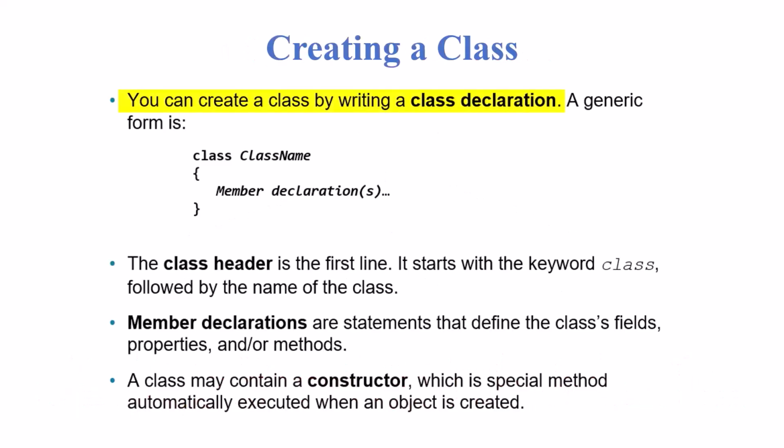When you create a class, you create it by writing a class declaration, which is a generic form looking like this. We have class, and then we have the class name sitting up there. And then anything under here, all the member declarations, go right in this place. The class header is on the first line. It starts with the keyword class, followed by the name of the class, as you can see. Member declarations are statements that define the class's fields, properties, and or methods. All those things can be pulled into this thing. A class may contain a constructor also, which is a special method automatically executed when the object is created.